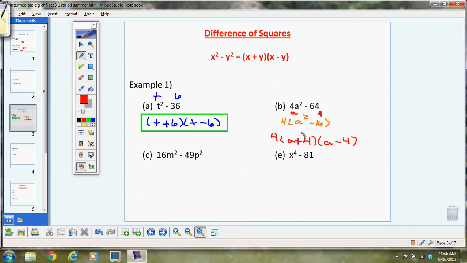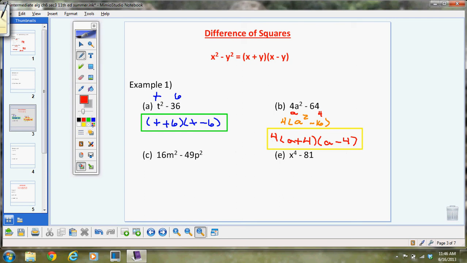And if we FOIL this, a times a is a squared. A times negative 4 is negative 4a. A times positive 4 is positive 4a. Those will cancel out. And then a positive 4 times a negative 4 is that negative 16. So the correct answer would be this entire thing here: 4 times a plus 4 times a minus 4.